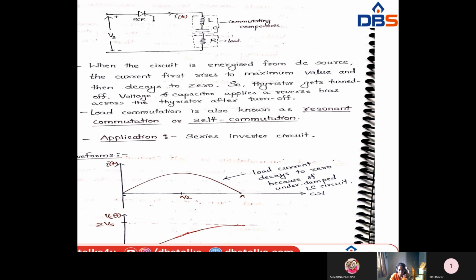Okay. So these are the waveforms. Here the load current decays to zero because of the under-damped LC circuit. During this LC circuit action the current comes to zero. Okay, so the voltage across the load will be increasing to 2 Vs. Okay, and next.